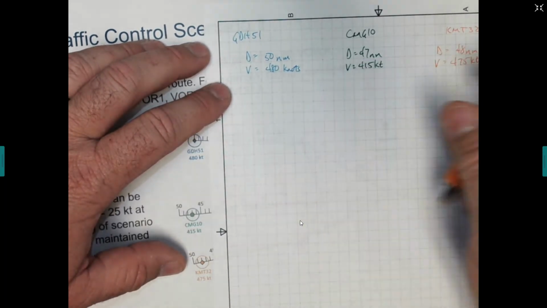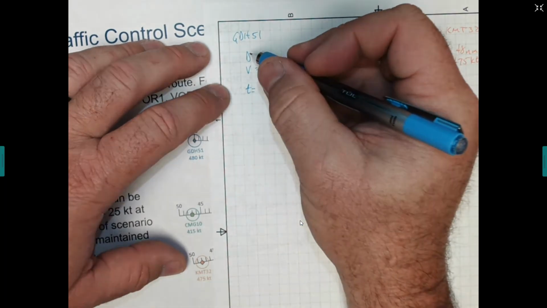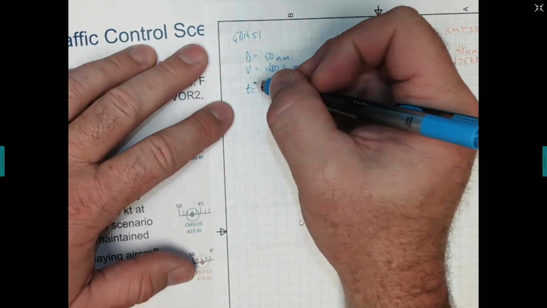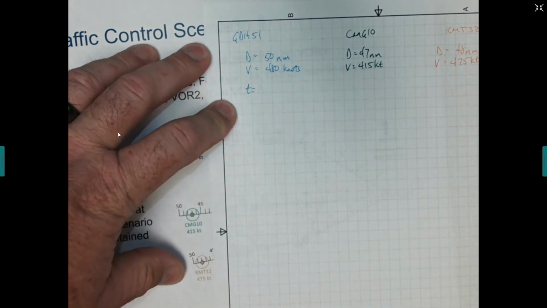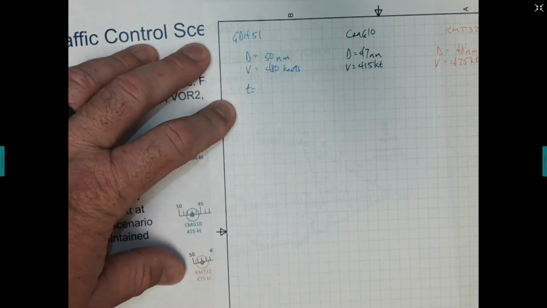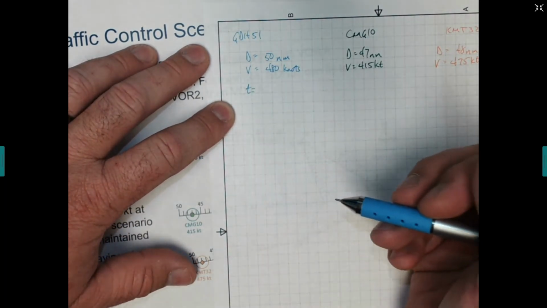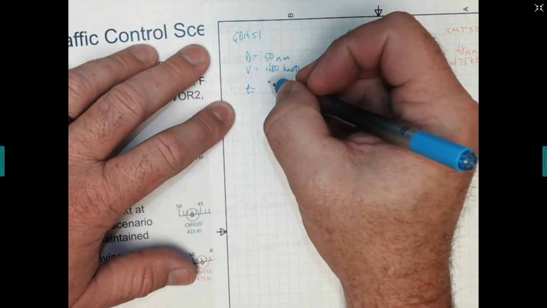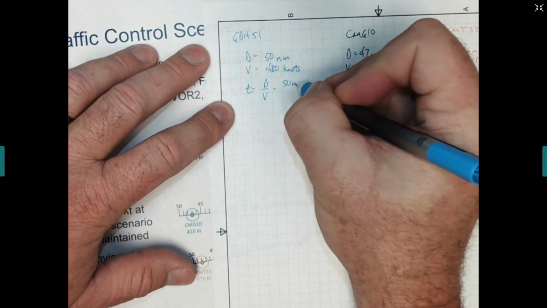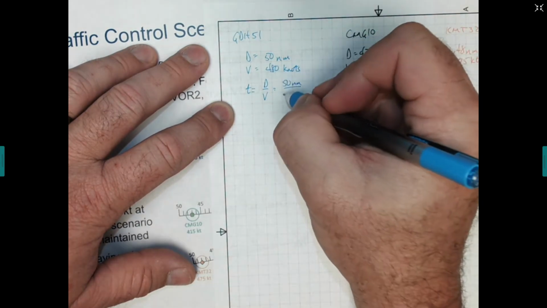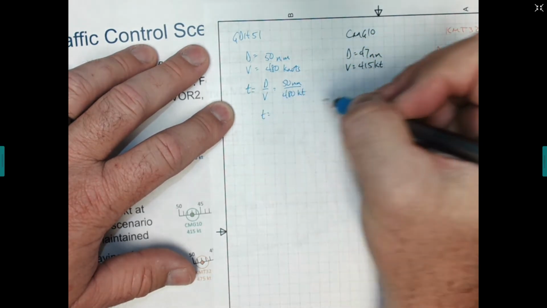Now we want to solve for time for each one of those. And if you remember right, distance equals velocity times time, so time is equal to distance divided by velocity. We're going to use that equation to solve for the time for each, to see which one will get to the VORA, the destination, quickest. In this case, it's going to be 50 nautical miles divided by the 480 knots.